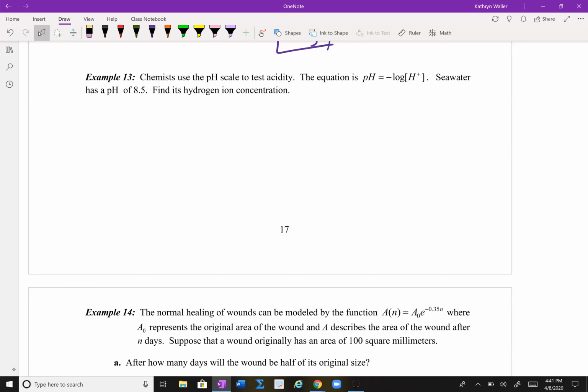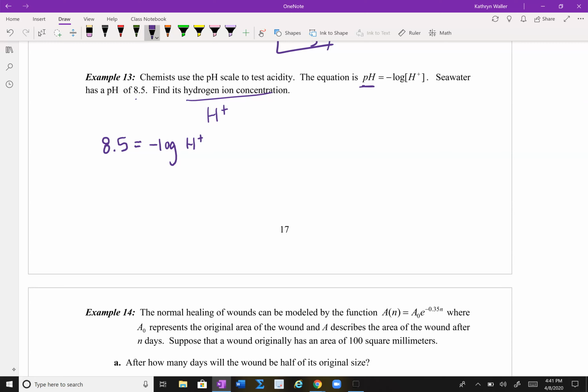Chemists use the pH scale to test acidity. Here's the equation. Seawater has a pH of 8.5. Find its hydrogen ion concentration. So hydrogen ion is just your H+, okay? So the pH is 8.5. So right there, I'm just going to put 8.5. So it's 8.5 equals negative log of H+.